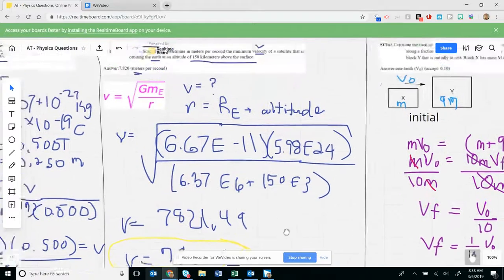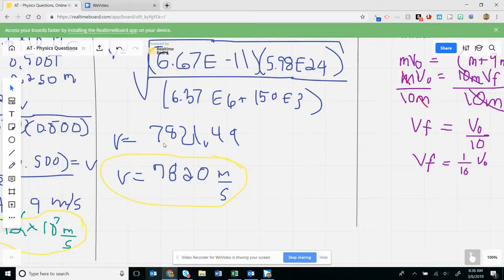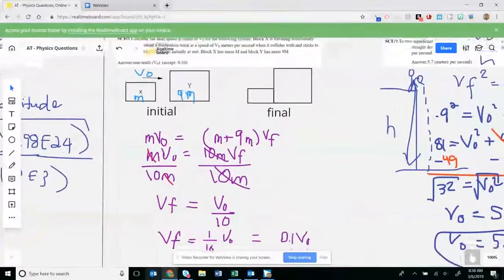But again, going back to the wording, they want 3 significant digits. So we would round to the nearest 10 here, making this 7,820 meters per second. All right, we'll continue on from there.